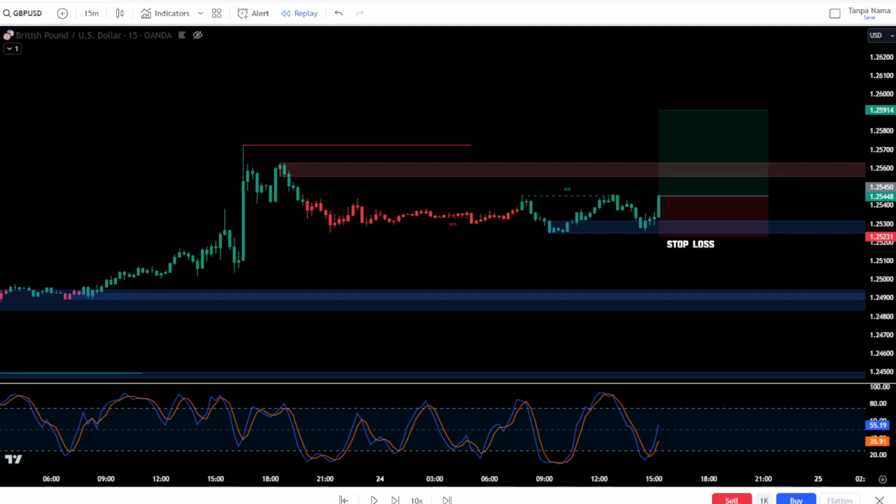Place the stop loss below the bullish order block area or at the latest swing low. Target the take profit with a risk-reward ratio of 1 to 2.